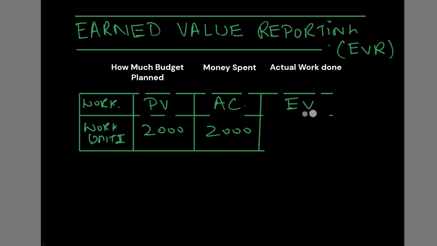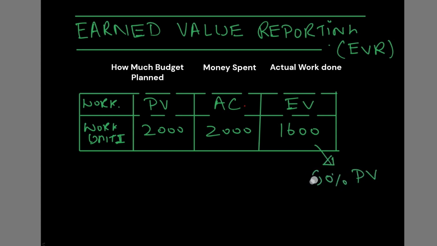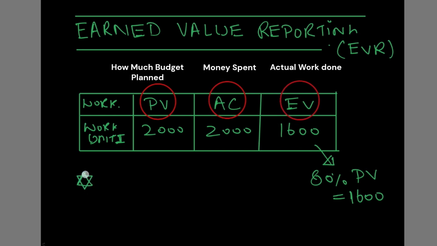Now, this allows us to track both the cost and progress of a project in one place, which is very important, right? So in a project, we have three important components as per the triple constraint. One is the cost parameter, the other is the schedule parameter, the third one is the scope parameter. With the earned value reporting, we are tracking both of these two parameters, which is cost and schedule of a project at one place. So how does this help with managing a project?